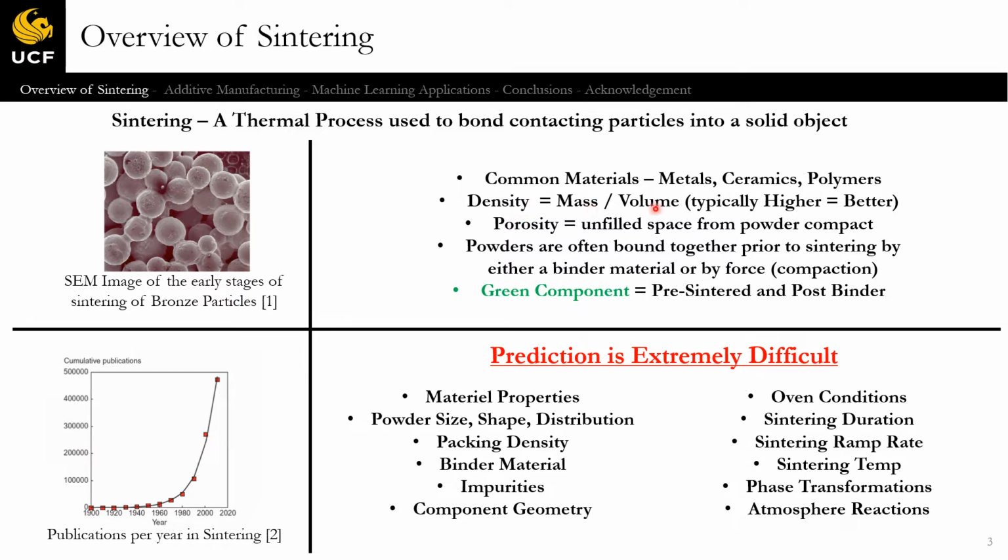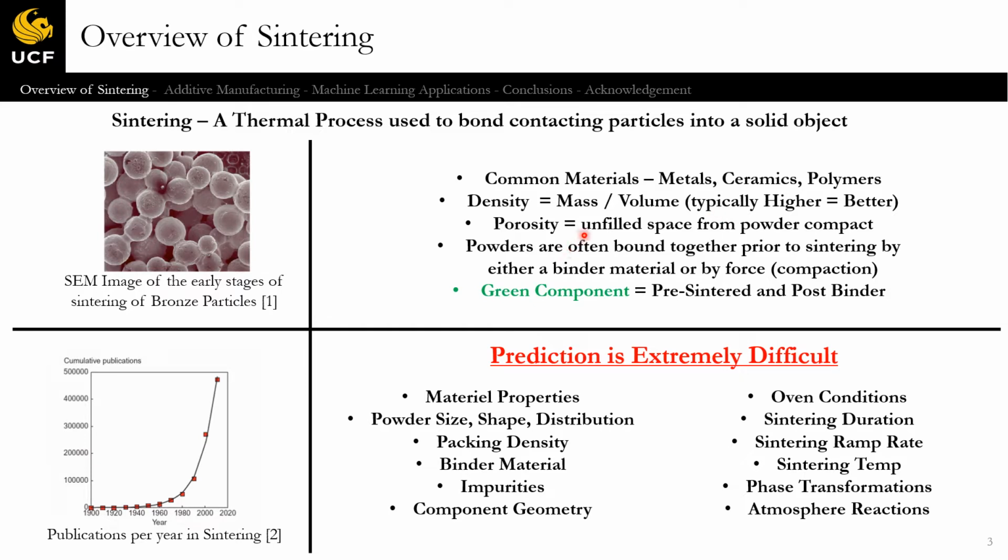Density equals mass over volume. I'm sure everyone is aware of that, but density is often the optimization parameter involved in sintering. Higher density equals a better product in most scenarios. Porosity is the unfilled space.